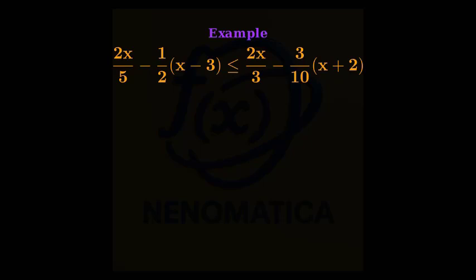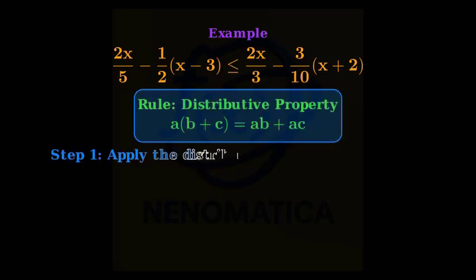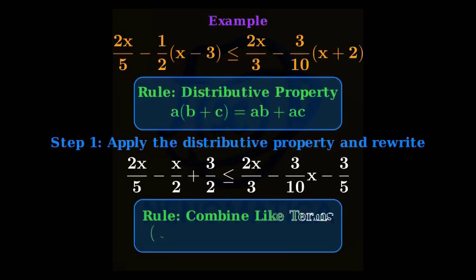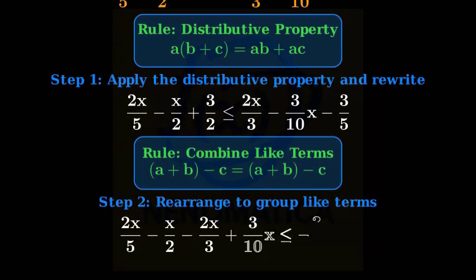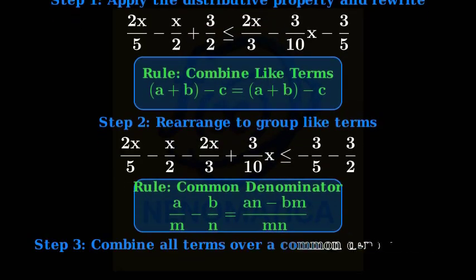Step 1. Apply the distributive property. After distributing, the inequality becomes 2x over 5 minus x over 2 plus 3 over 2 is less than or equal to 2x over 3 minus 3 over 10x minus 3 over 5. Step 2. Group like terms by moving all variable terms to the left side and constants to the right side. Step 3. Combine fractional terms using a common denominator.